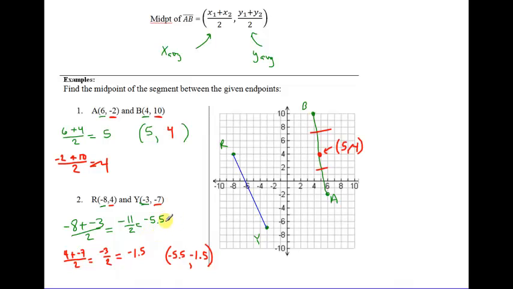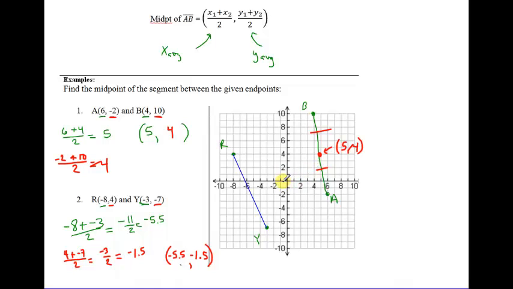All right, here's my work so you can check yours as well. My final answer was -5.5 for x and -1.5 for y. So here's my midpoint. Did you get the same thing? I hope so. Let's see how that looks on the graph. I've also graphed points R and Y and drawn the segment, but I haven't put the midpoint on there yet. So let's check that out.